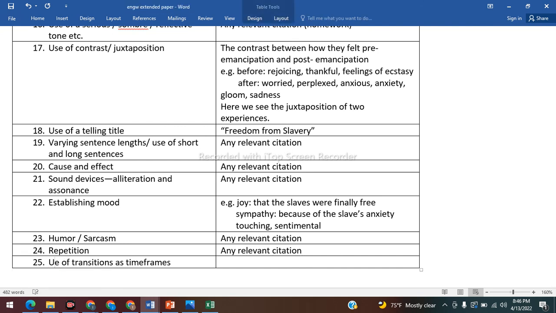Let's just keep it as use of transitions. You mean time, but wouldn't time frames be similar to flashbacks, where they go back and forth, showing you before slavery and after slavery? Wouldn't that be a transition into showing you that? I guess so. That's what I was thinking. I'm asking you, I don't know.